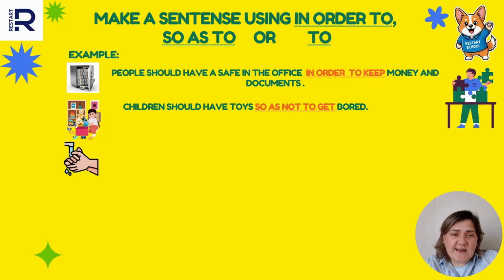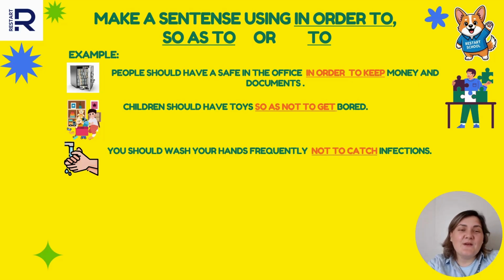The next picture is hands and water. Yes, somebody is washing his hands. So what sentence can we make using in order to? So what do you think the sentence is? So let's look at the sentence. You should wash your hands frequently or often, not to catch infections. Instead of not to catch, we can use in order not to, or so as not to catch infections.